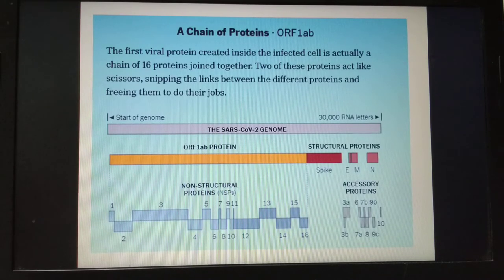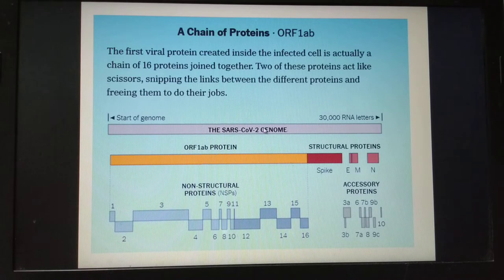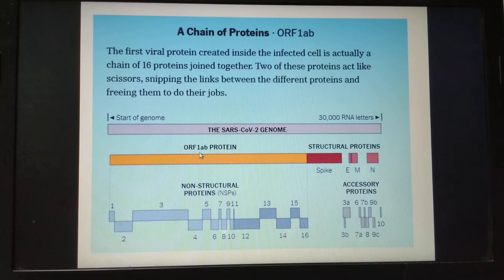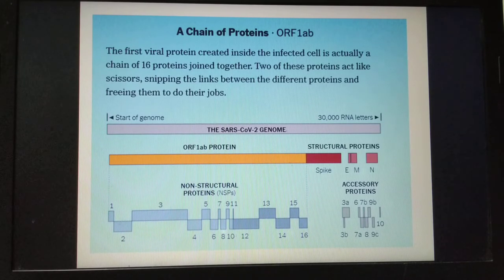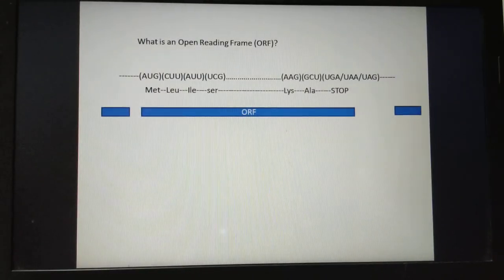Now, this genome gets translated. That means from this RNA, the virus makes these big proteins, and from those big proteins, small proteins are made. Now you will see the line ORF1. What is ORF1? ORF stands for open reading frame. In my next slide, I will give a very brief background on what an ORF is.